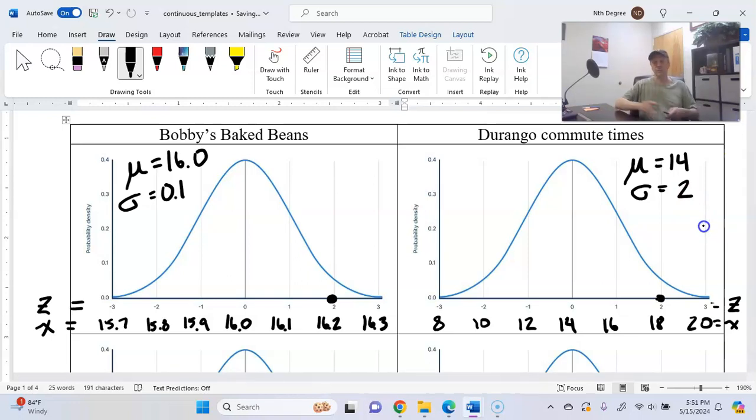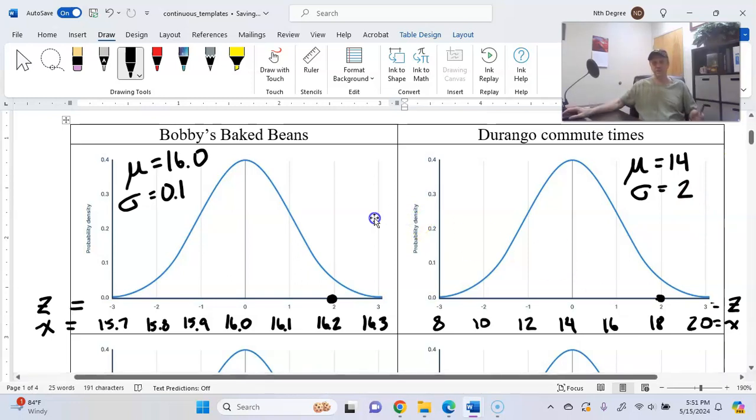So that's what these two values have in common. When we standardize their distributions, they both end up with 0 in the middle, and the items of interest in these examples both fall at exactly 2, a z-score of 2.